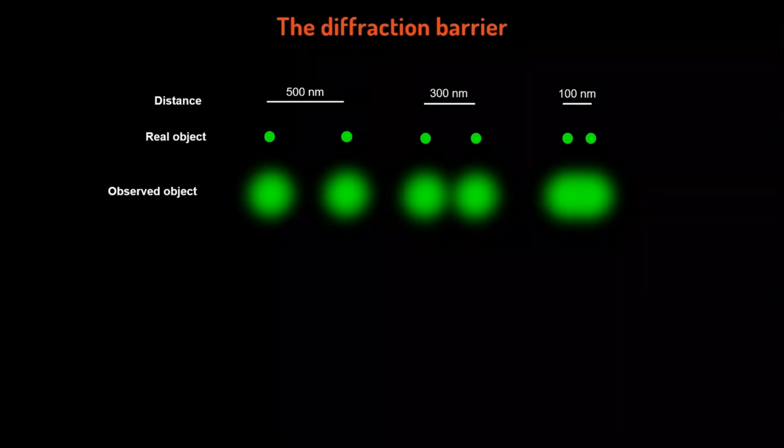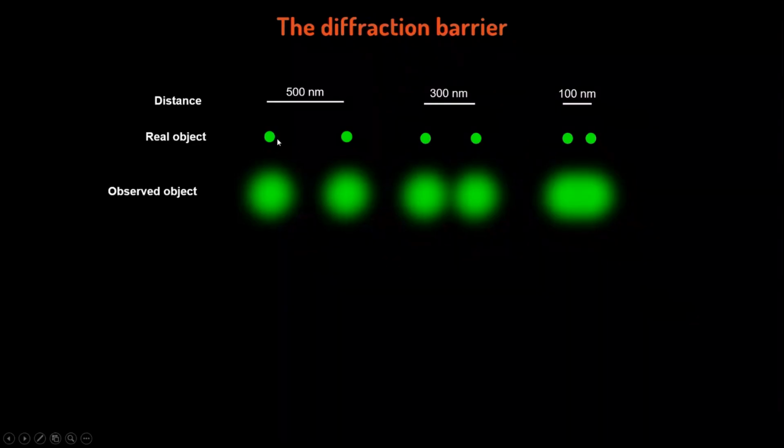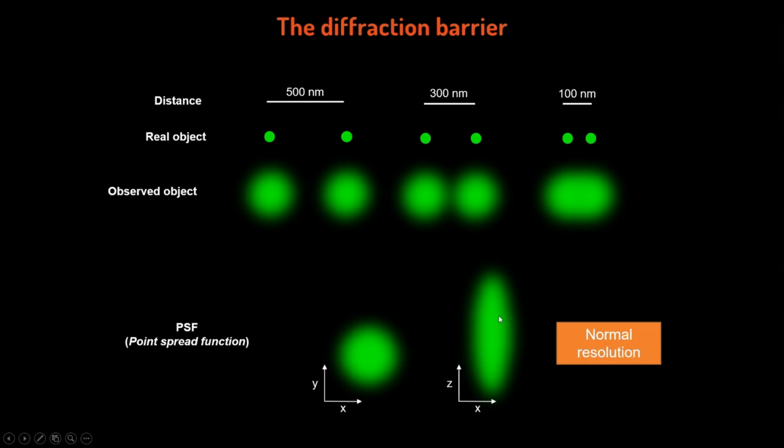So then the diffraction barrier means that when we have a real object, normally the light will be distorted in a way that when we observe the object, the object will be blurry. And this is what happens in the XY plane, and in the Z plane it will be even worse. And this deformation of the light from the object follows a mathematical function that we call the point spread function.